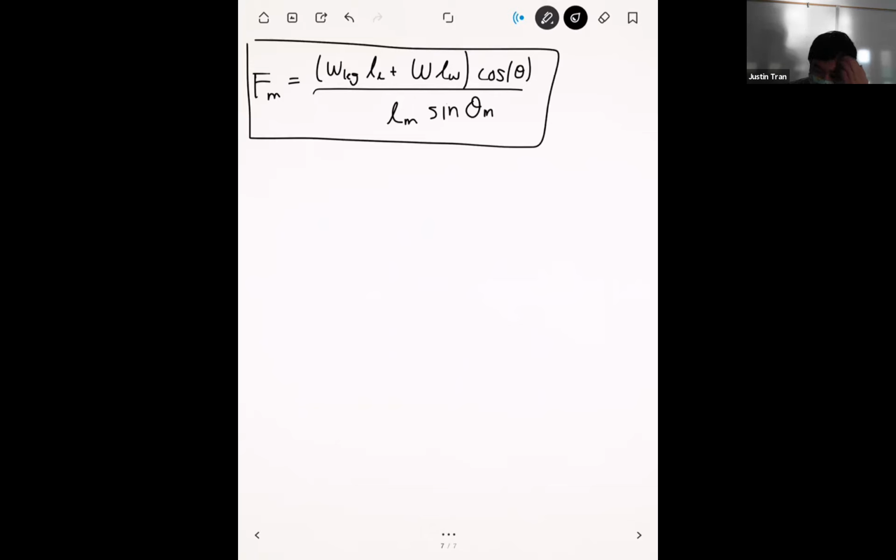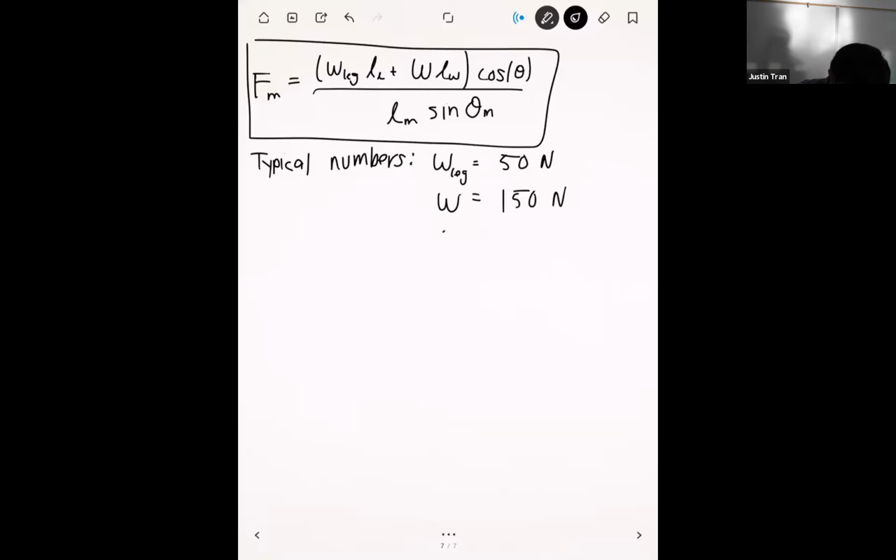Let's put some typical numbers for these, just so that we can get a sense of how much this is. Let's say that W leg is 50 newtons. W, let's say, is 150 newtons. So he has a pretty heavy ankle brace on. Let's say theta m is 15 degrees. Theta is 45 degrees.